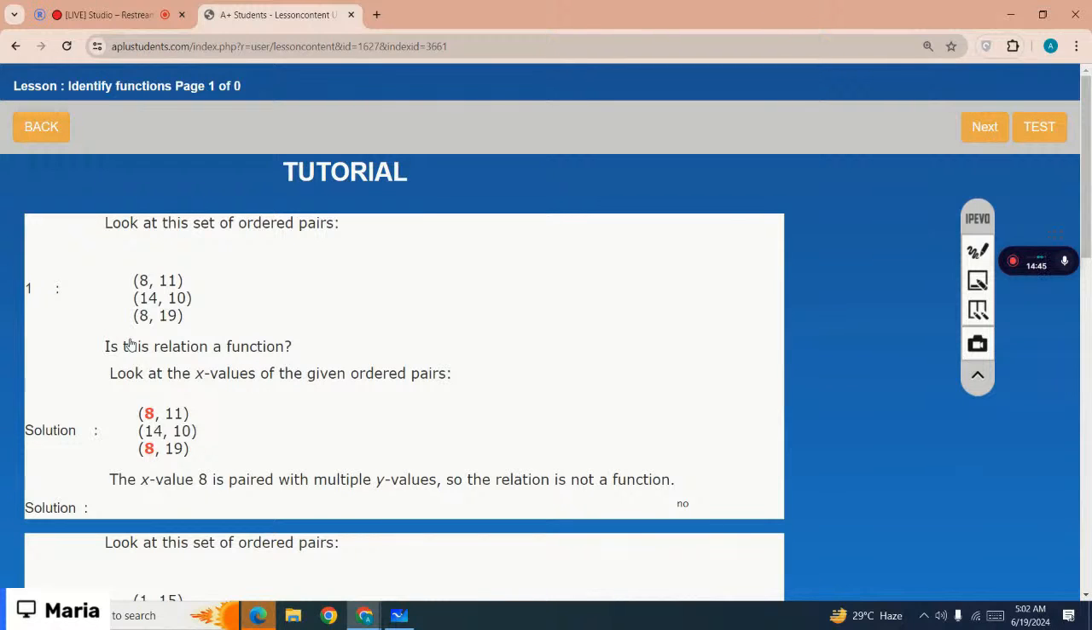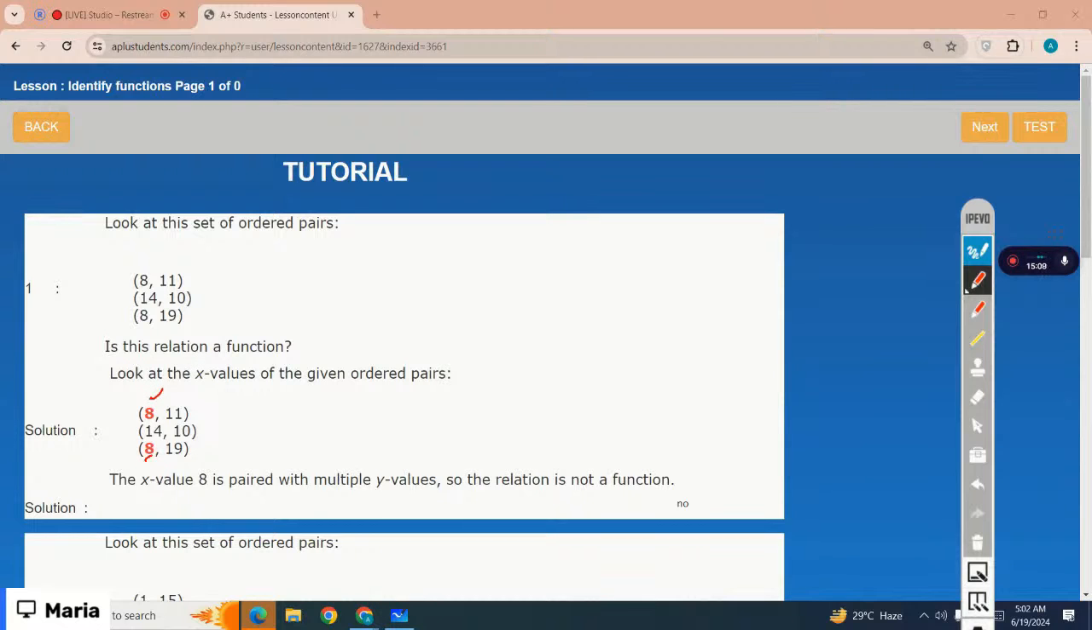Look at the set of ordered pairs: 8, 11, 14, 10, 8, 19. Is this relation a function? The correct option is no. Why? Just look at the x values 8, 11 and 8, 19. You have the same x value for different y values. This is not possible, right?